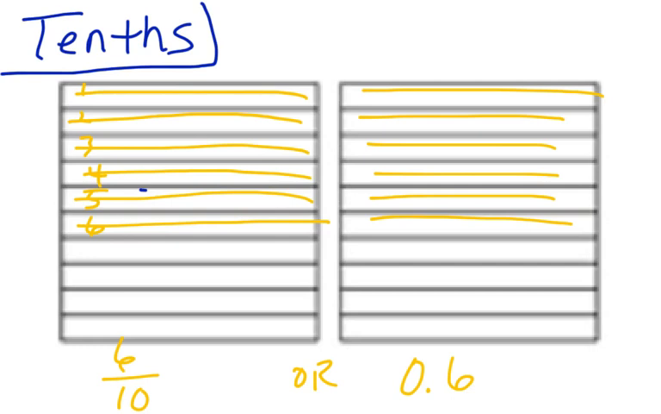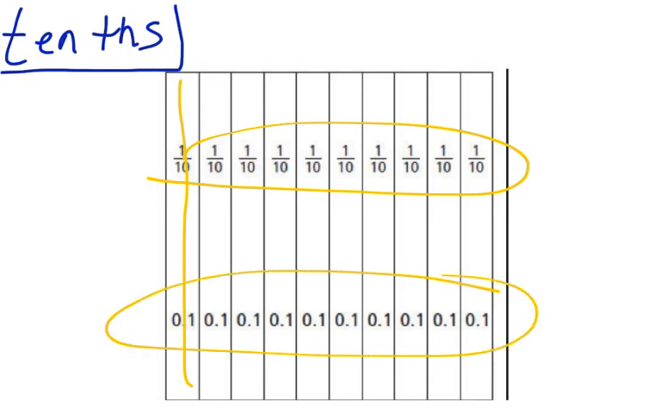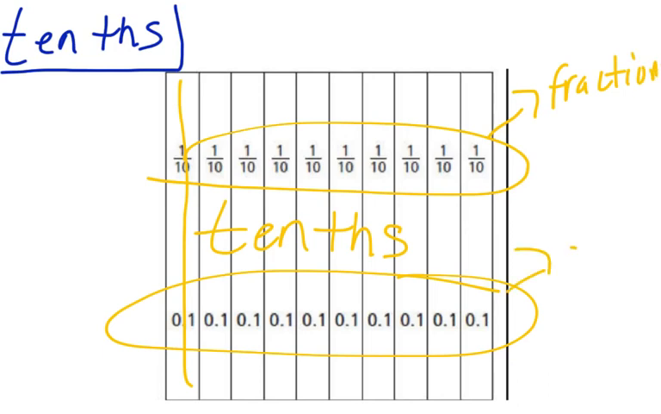And so now let's look at another example of that. So right now we have this grid that shows tenths and tenths, because both of these are tenths. The only thing that's different is that we write this one as a fraction, and this one we write as a decimal.